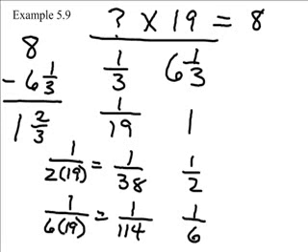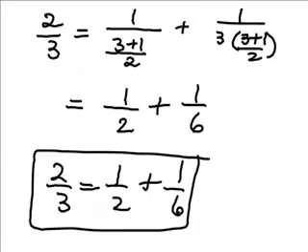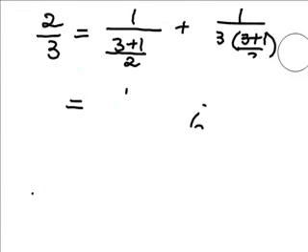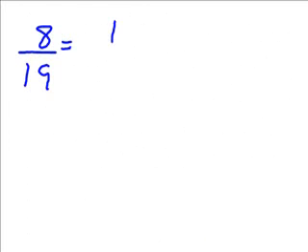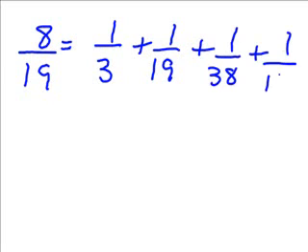So we need to use all these numbers. So there are 4 unit fractions in this solution. So let me write that down so we can see the final solution. 8 over 19 is equal to 1/3 plus 1 over 19 plus 1 over 38 plus 1 over 114.